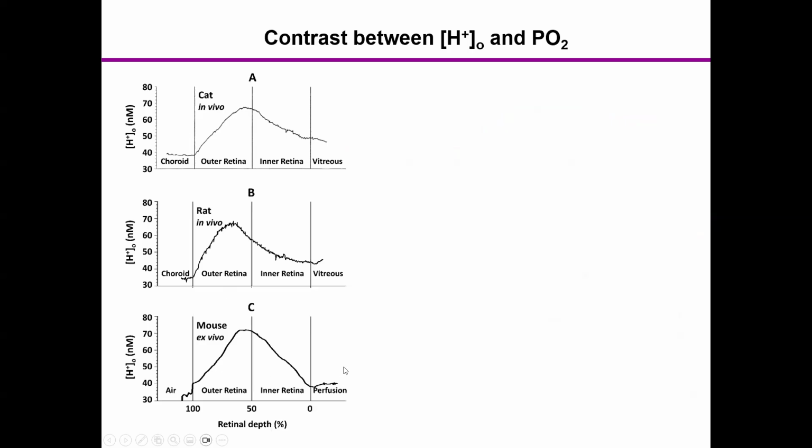Mice we can record from in vitro, and this is under conditions where it's perfused on the vitreal surface, and there's a very thin film of liquid in contact with air on the photoreceptor surface. So photoreceptors are up in this preparation. And in all cases, this peak in pH is in the outer retina, just past the midpoint of the retina. So this is the outer nuclear layer.